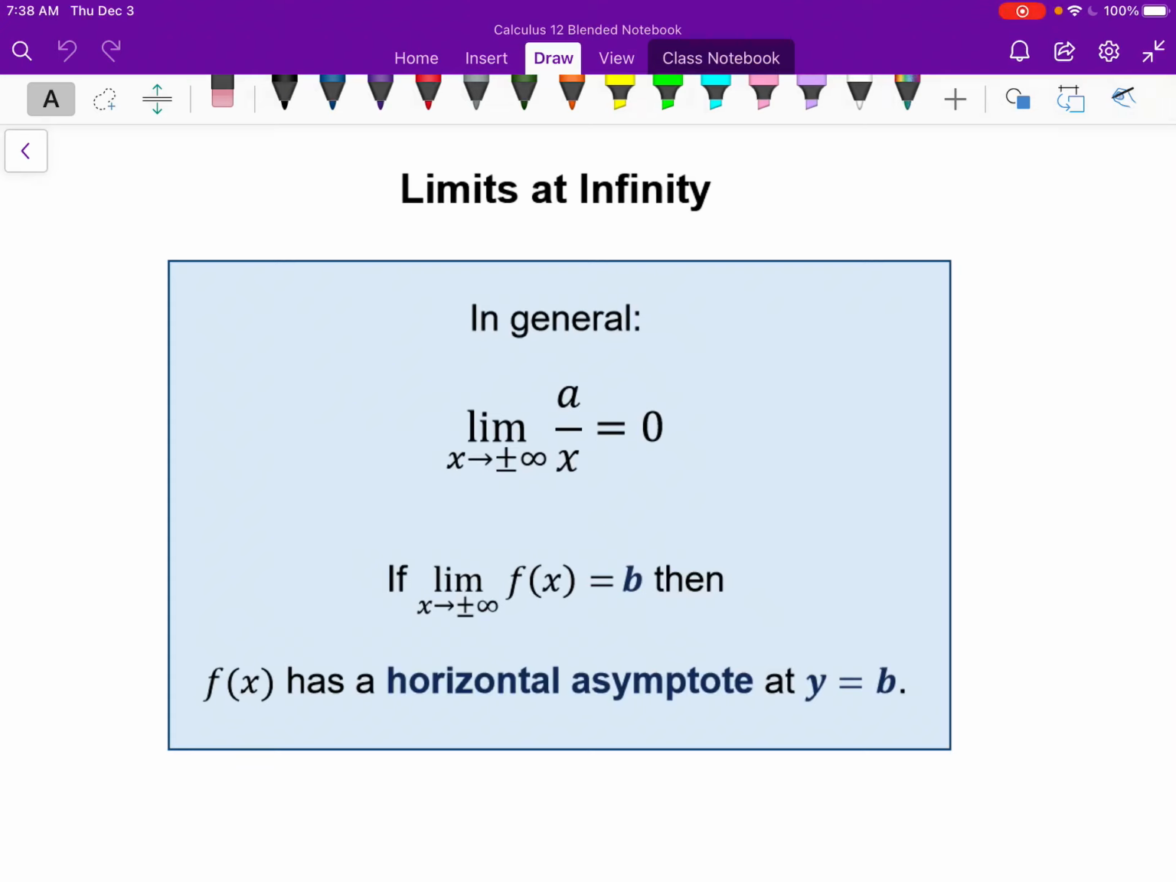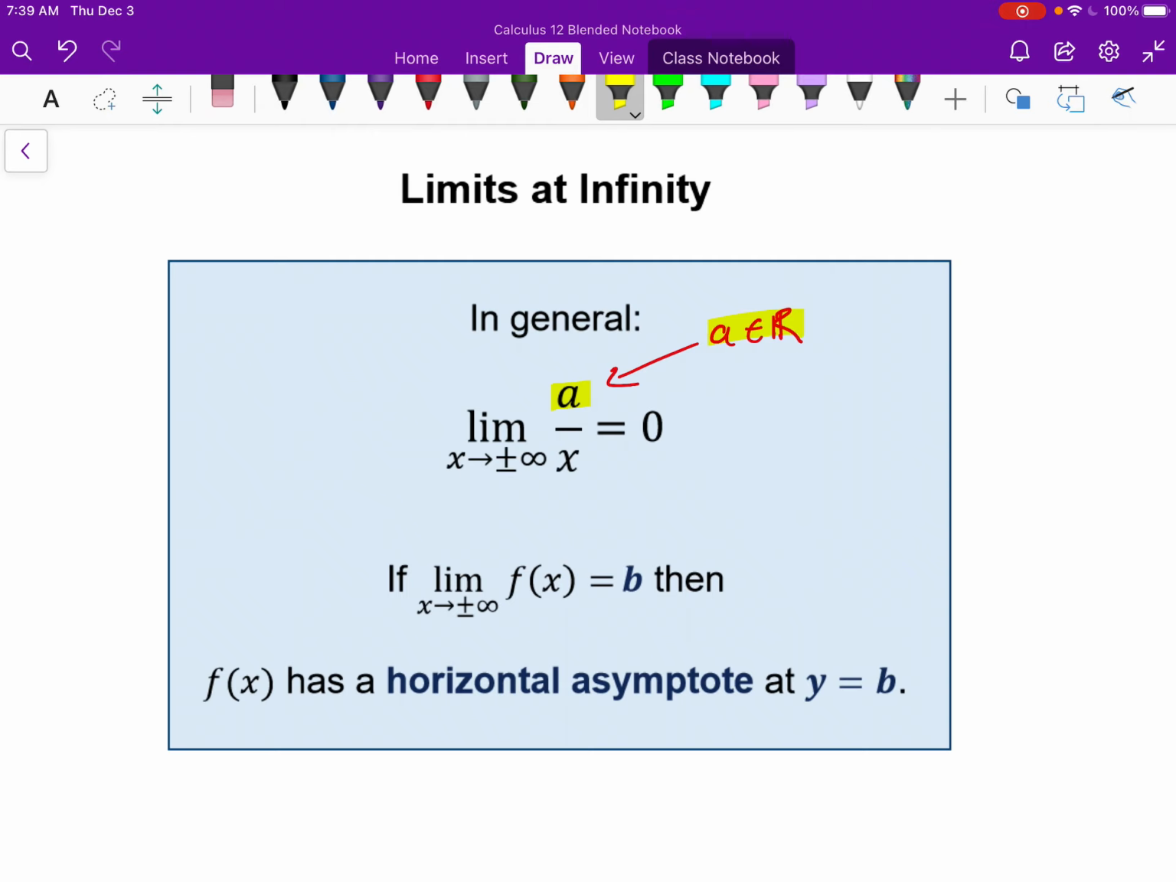So for this lesson, we're looking at the idea of finding the limit of an expression or a function as we approach either positive or negative infinity. And I start with this generality right here. In general, as x approaches either positive or negative infinity of an expression a over x, a can be any real number. Label that here. A can be any real number at all.